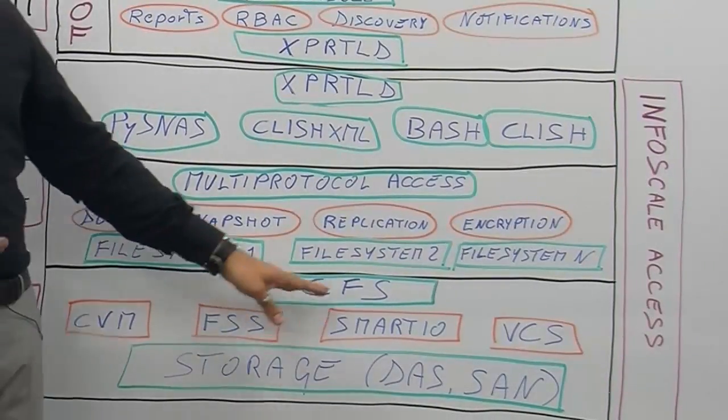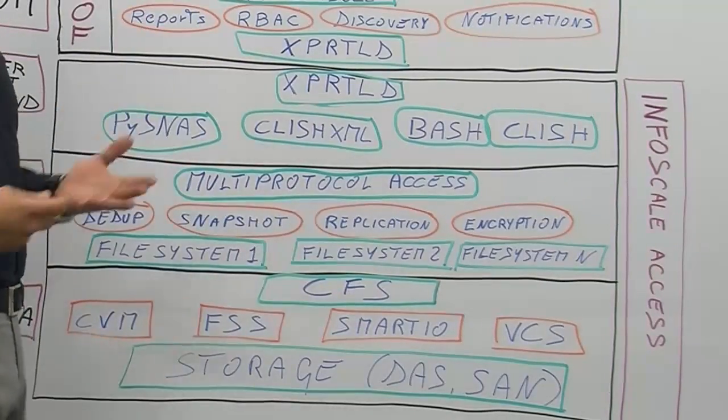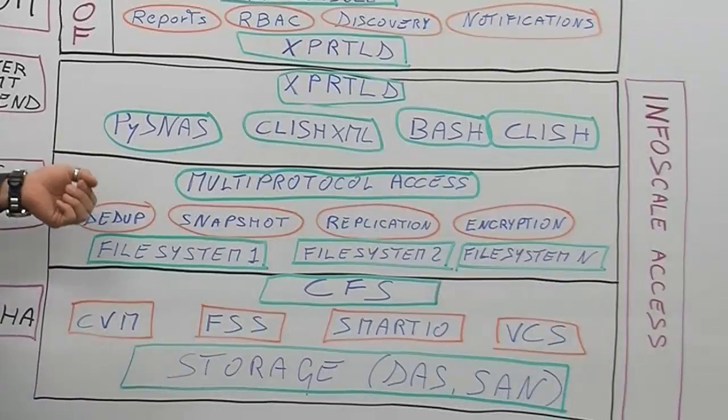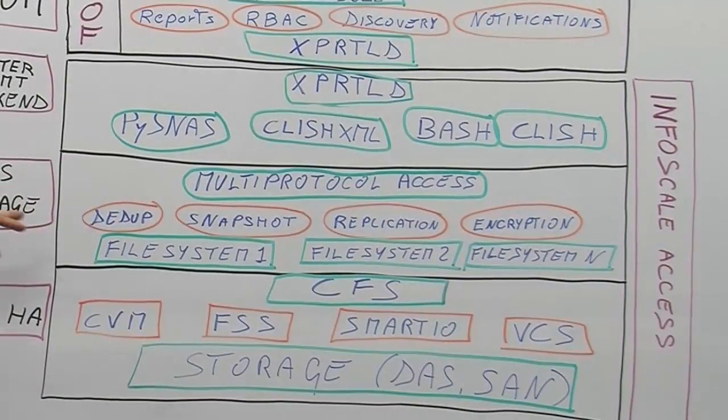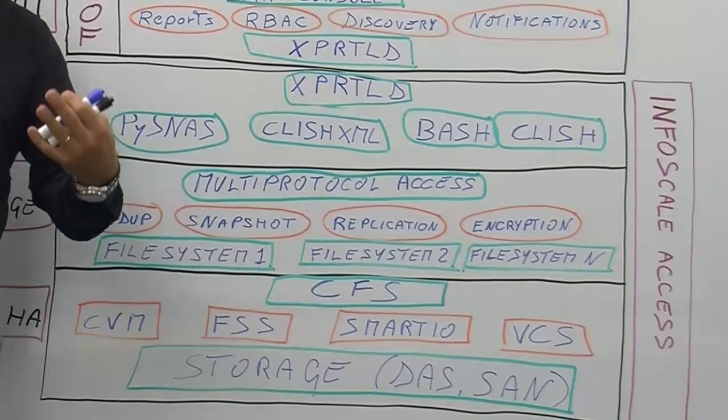On top of it, we have the cluster file system that provides the shares, that shares the volume to the upper levels. Then we have the NAS storage. The NAS storage is the module where the shares are created.